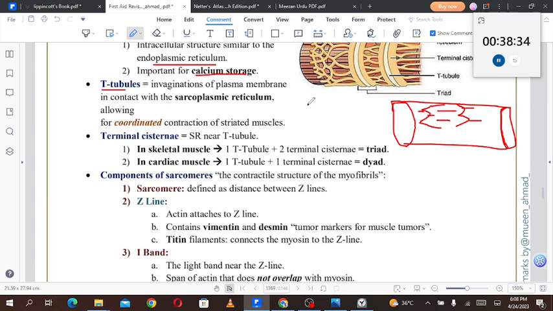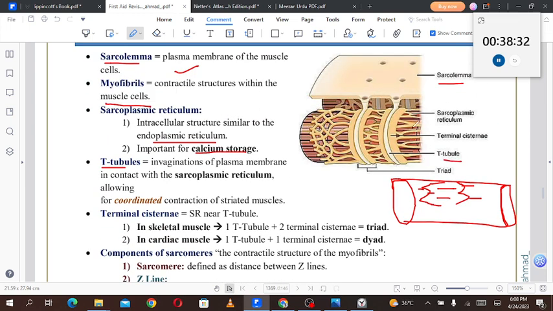Then we'll talk about T tubules. The T tubules are over here. These are the T tubules, they are very important. So the diagram is very beautiful. I will explain that later on. They are an invagination of the plasma membrane in contact with the sarcoplasmic reticulum, allowing for the coordinated contraction of the striated muscle. Now that is a very important point. I guess there will be some explanation to that later on.